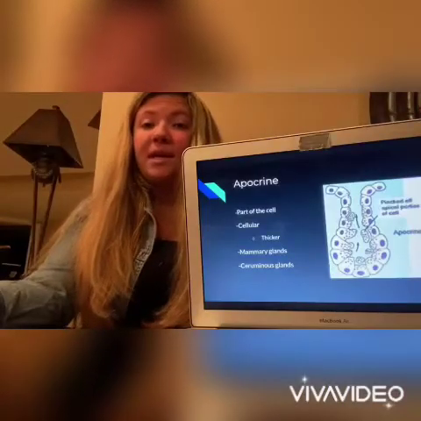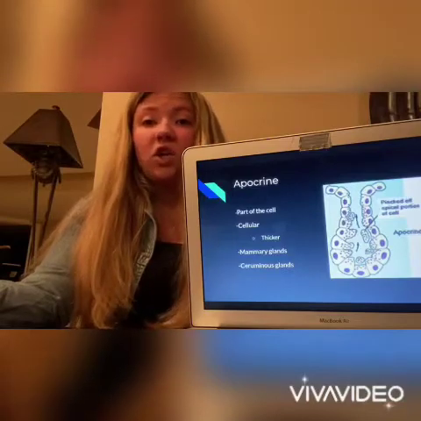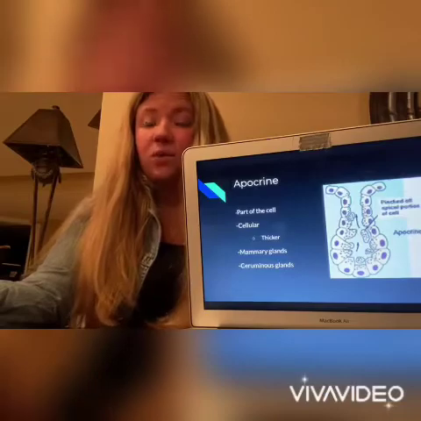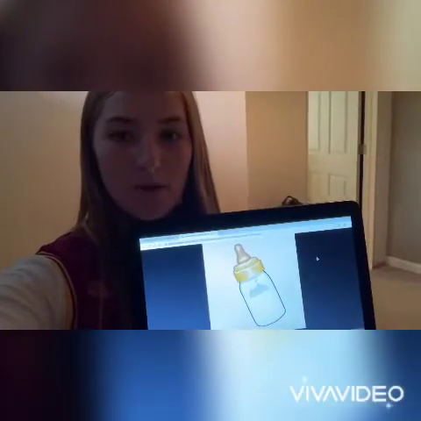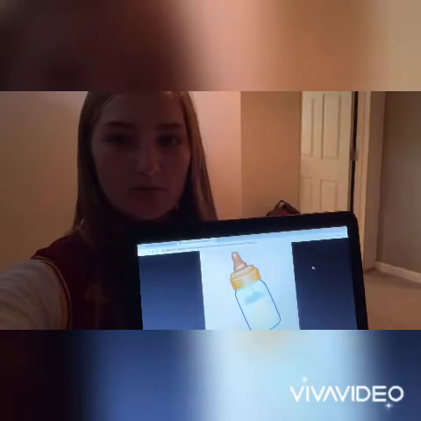Apocrine. Apocrine is where parts of the cell come off during secretion. It's cellular, it's thicker than merocrine. This occurs in mammary glands and ceruminous glands. Mammary milk or breast milk is an example of an apocrine secretion.